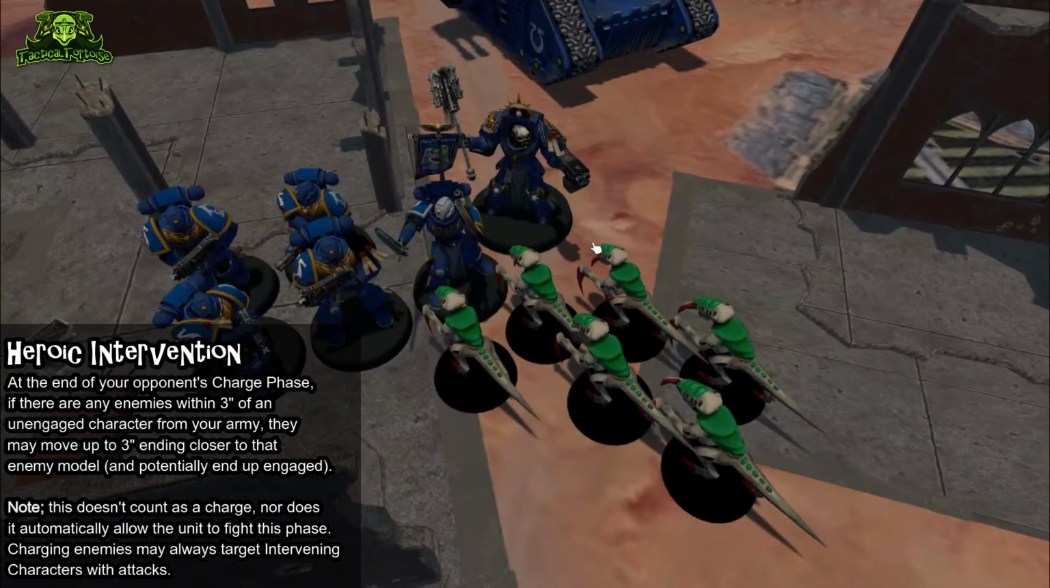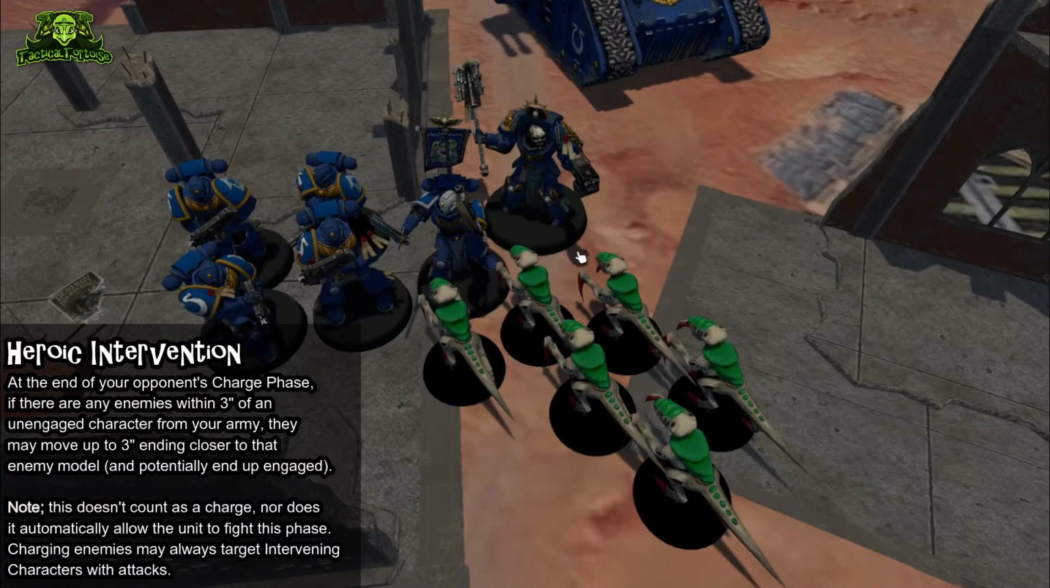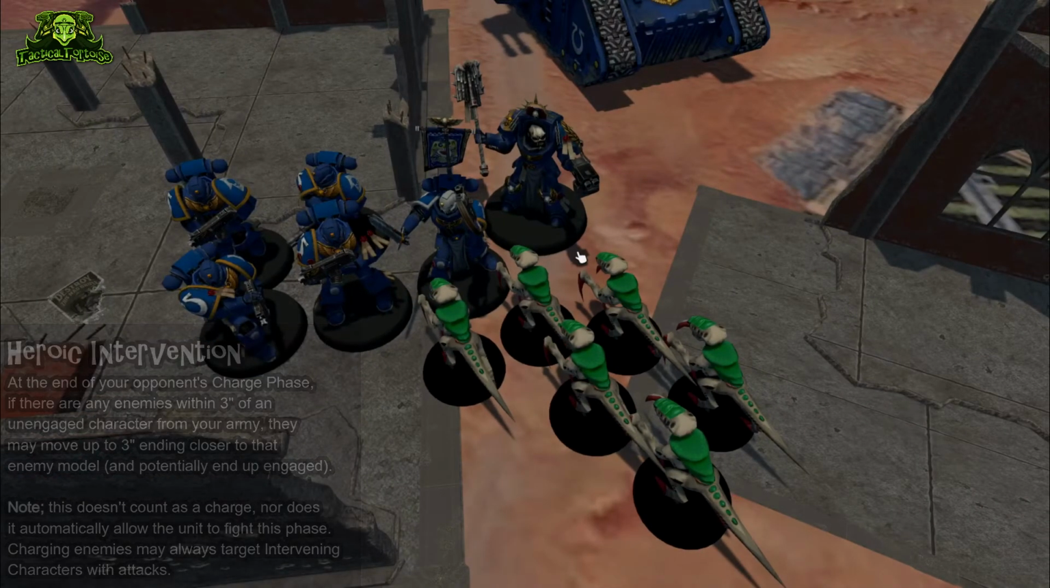It is important to keep in mind, however, that it doesn't count as charging and doesn't make you automatically eligible to perform your melee attacks. You will still have to be eligible when it comes around your time to fight.